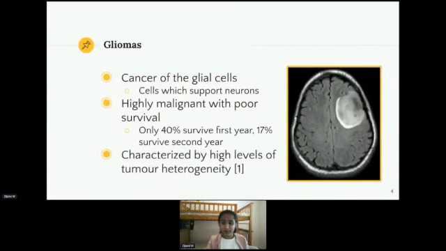Glioma. Gliomas are a malignant and poorly understood cancer that occurs in the glial cells of the brain and is associated with poor prognosis. It is characterized by high levels of tumor heterogeneity, making treatment difficult.